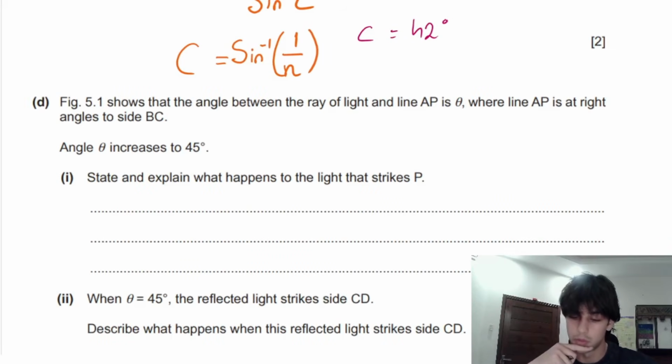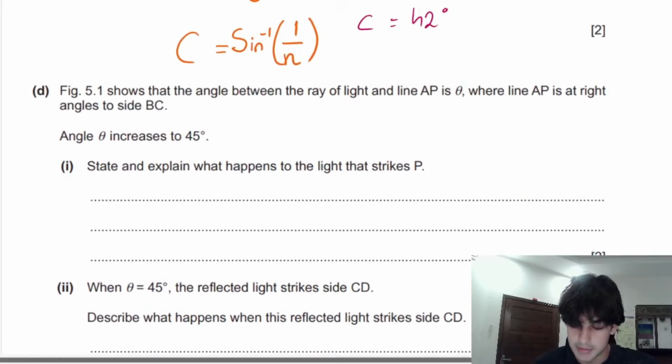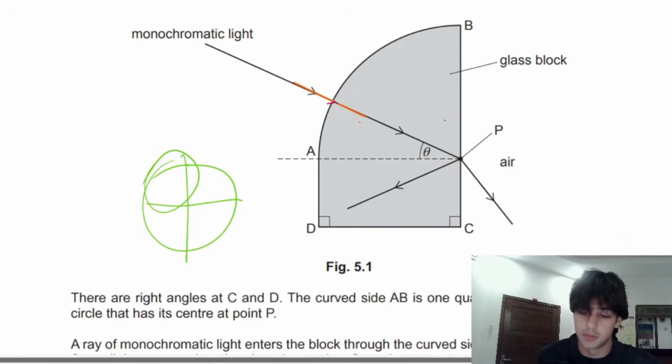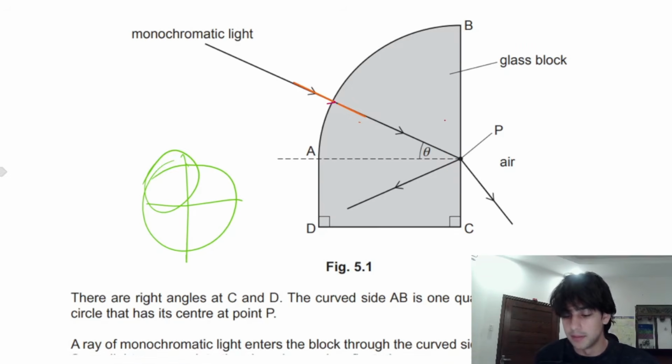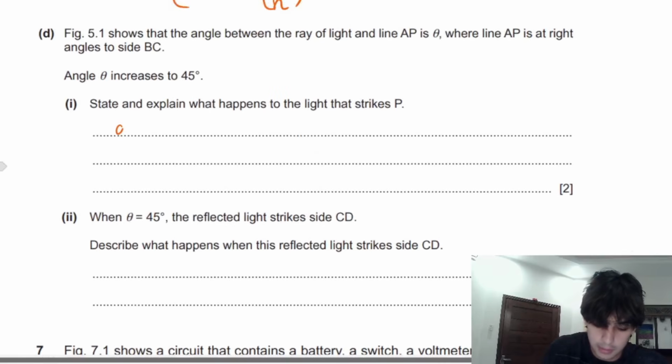So figure 5.1 shows that the angle between the ray of light and the line AP is theta, where the line AP is at right angles to side BC. What happens to the light that strikes P? So in this part of the question, which is given that there is a line AP that is at right angle to BC, and we can see that there is indeed a right angle over here that can be formed. And we can see that there is an angle between them. Now, if this angle is increased to 45, what's going to happen? There's going to be total internal reflection. Why? Because the angle over here, the angle of incidence, is greater than the critical angle.